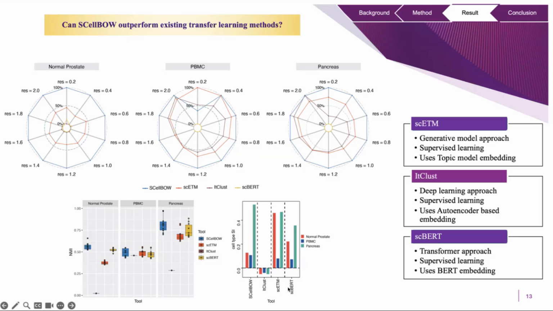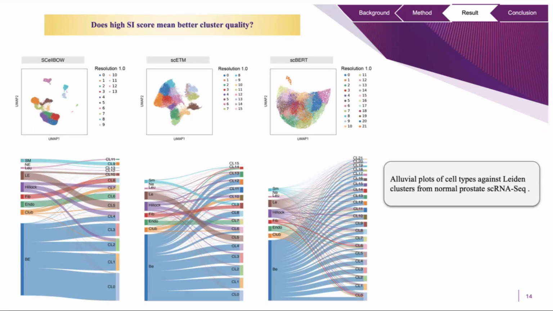And when we compared the silhouette index, here we saw that SCellBOW has a comparatively lower silhouette index for the normal prostate data compared to the others. So we were wondering what could be the cause. It is giving a lower silhouette index, but does that mean it is giving worse clustering compared to other tools, and that they are better than ours?